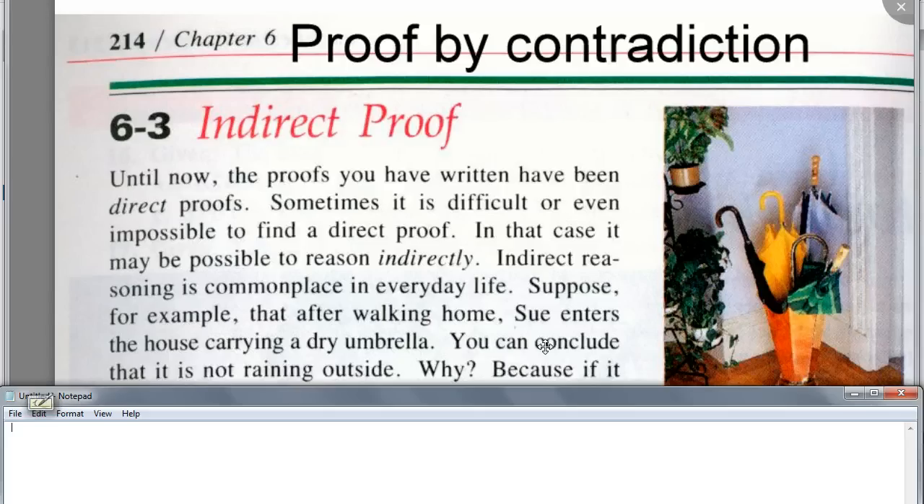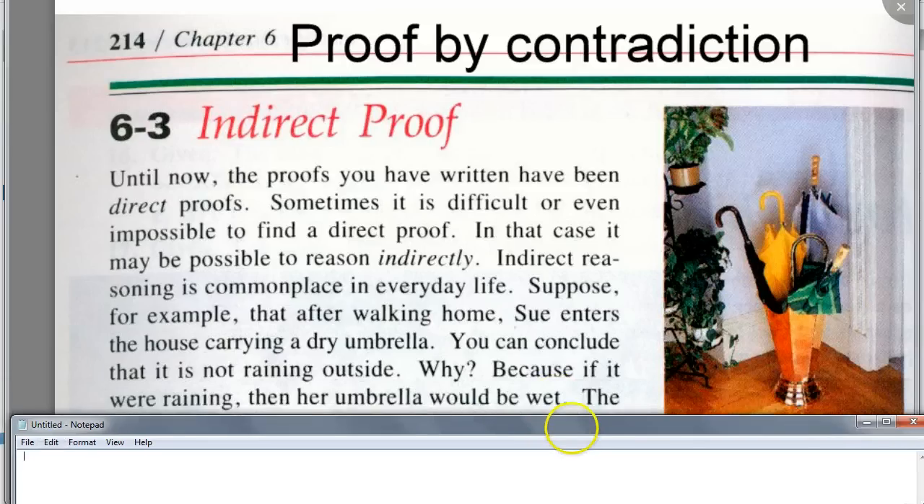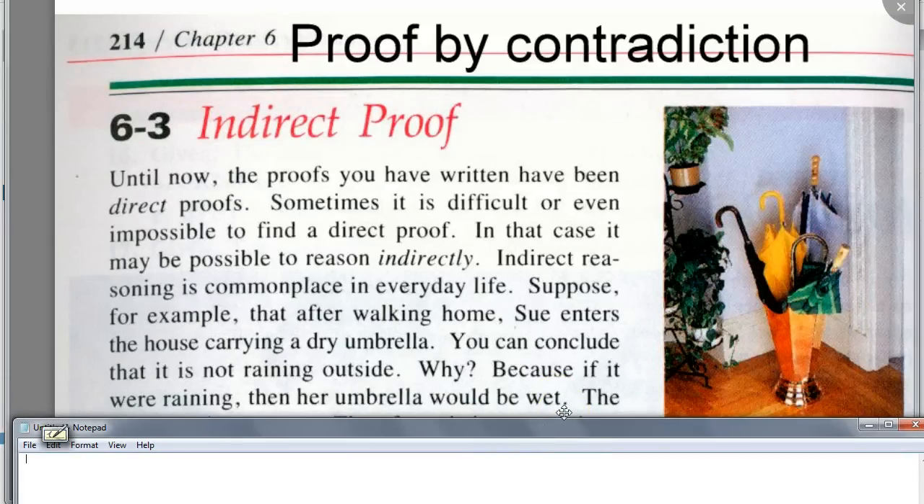Indirect reasoning is commonplace in everyday life. Suppose, for example, that after walking home, Sue enters the house carrying a dry umbrella. We can conclude that it is not raining outside. Why? Because if it were raining, she would enter with a wet umbrella.